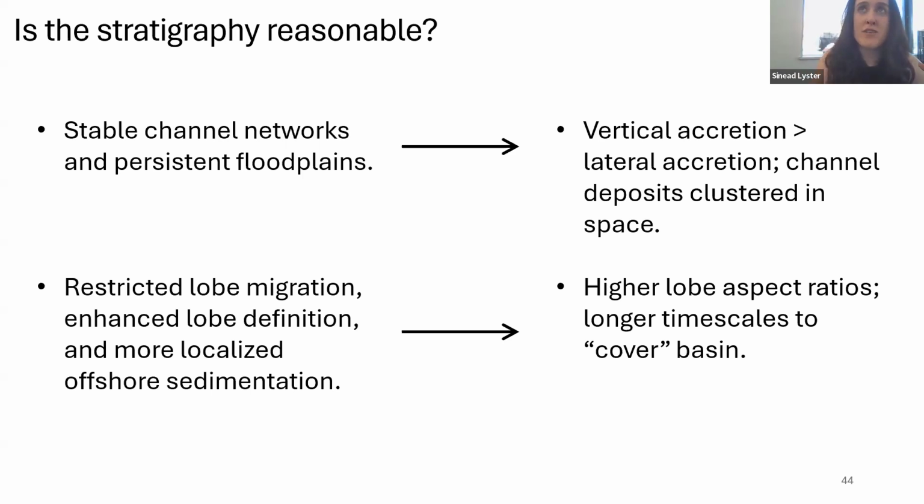So for those stable channel networks and those persistent floodplains, that is what's driving the emphasis of vertical accretion in the vegetated delta stratigraphy. And that's what's driving the clustering of channel deposits in space. When we think about the restricted lobe migration and enhanced lobe definition, that is directly translating to the geometries of the lobe stratigraphy. So for the vegetated delta, I wrote that wrong. For the vegetated delta, the lobes have lower aspect ratios.